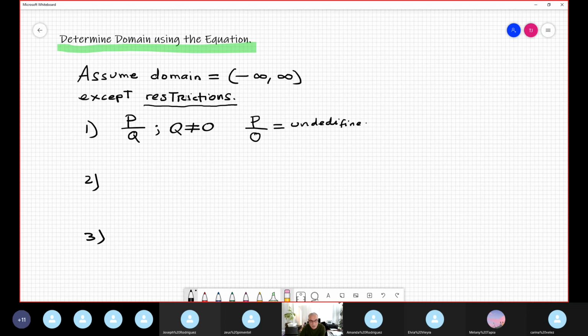So you need to avoid that situation. How do you avoid it? You declare the restriction: q is not zero. Don't worry, because in the example I bring after that, you will see this idea clearly.